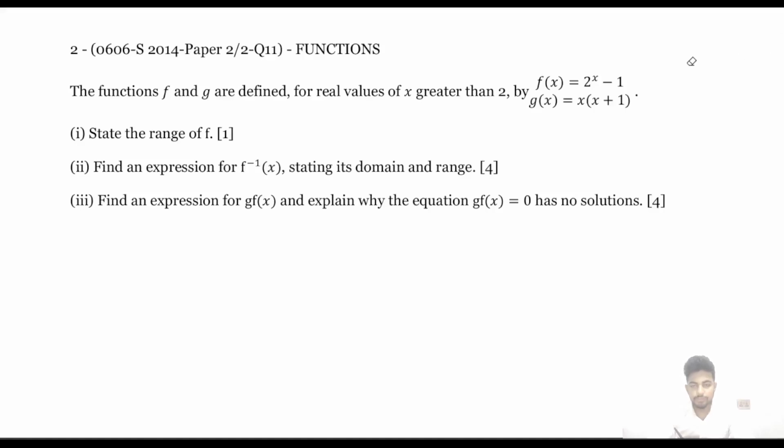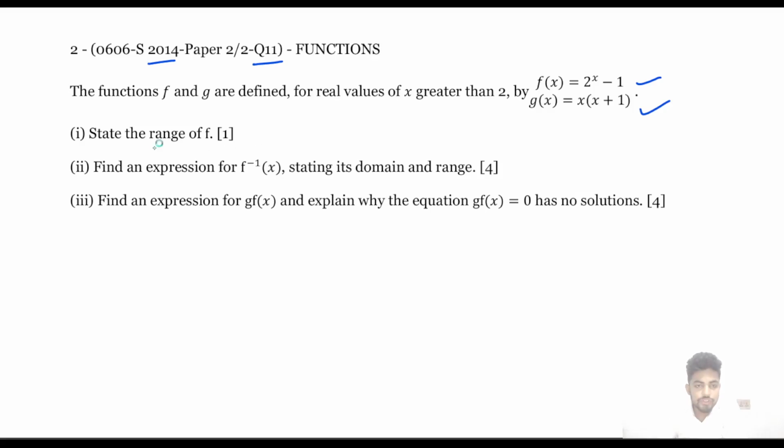Hello everyone. In this video, we're going to talk about the question which was already asked in 2014, question number 11 from the chapter Functions. The question was: the functions f and g are defined for real values of x greater than 2, where f(x) is equal to 2^x minus 1 and g(x) is equal to x multiplied with (x plus 1).